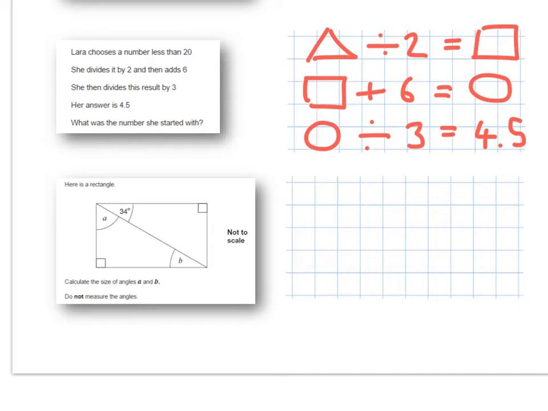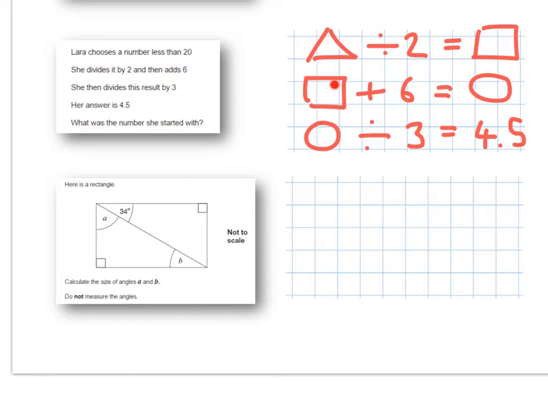I need to work out what number she started with, so to do that I'm going to have to work backwards through the problem, which is why I've deliberately chosen a different symbol for each answer that she got. So if I do 4.5 times it by 3, that should give me this number here. Then this number here is the same as this number here, so I'll put the value in that circle there. Now to make this number, she added 6, so if I then take this 6 off, that will give me the number to go in the square.